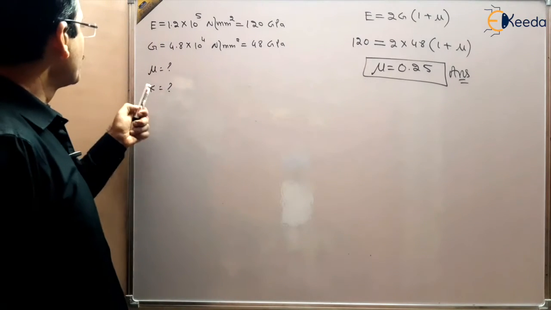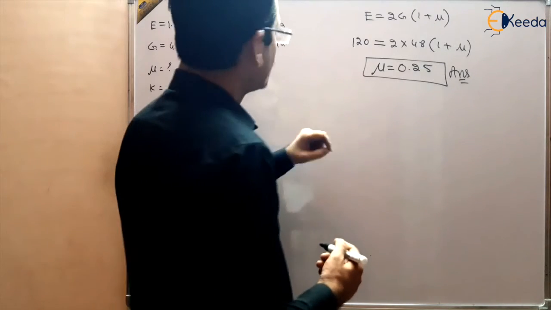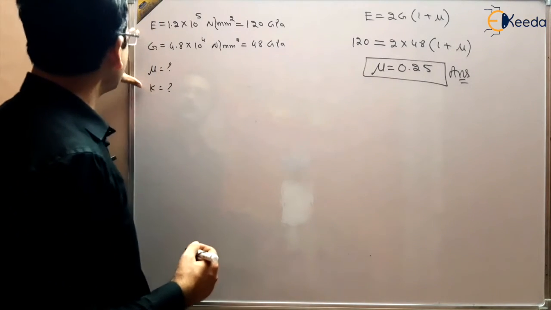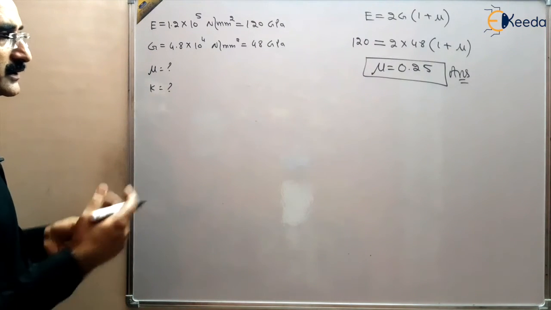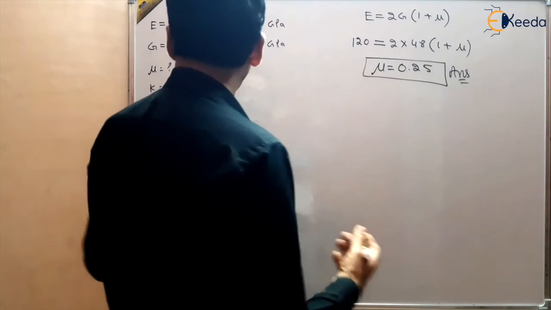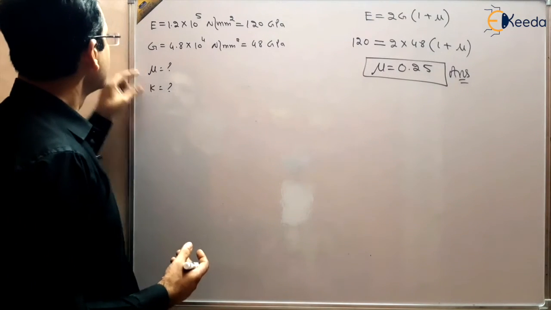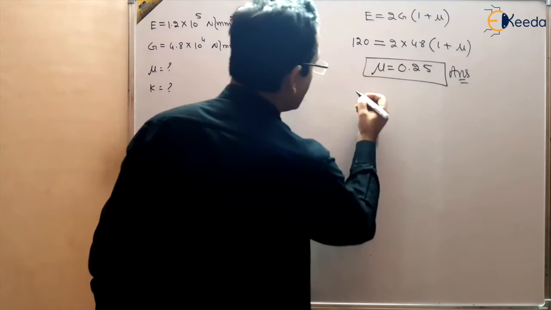Another is to find out K. When mu is known, there are two methods to find out K. We know the relation between E, G and K. Otherwise, as mu is known to us, we can directly find the value of K with the relation between E and K. So what is the relation between E and K?